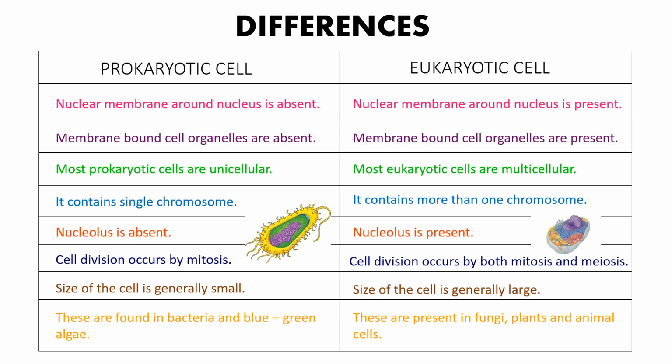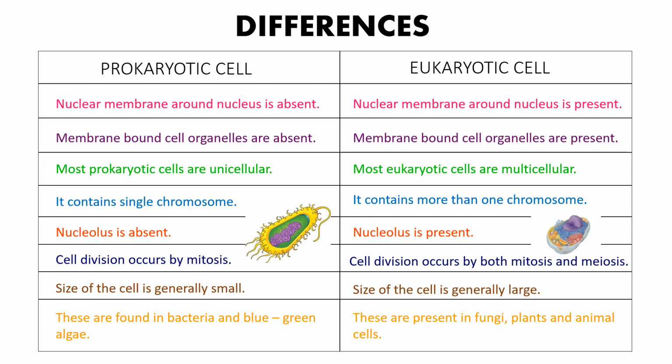Prokaryotic cells. Pro means primitive. Karyon means nucleus. So organisms that have such cells are called prokaryotes, and examples are bacteria and blue-green algae. On the other hand, we have cells that have a well-defined nucleus, which are called eukaryotic cells. Eu means true, karyon means nucleus. All organisms apart from bacteria, blue-green algae and viruses are eukaryotic.